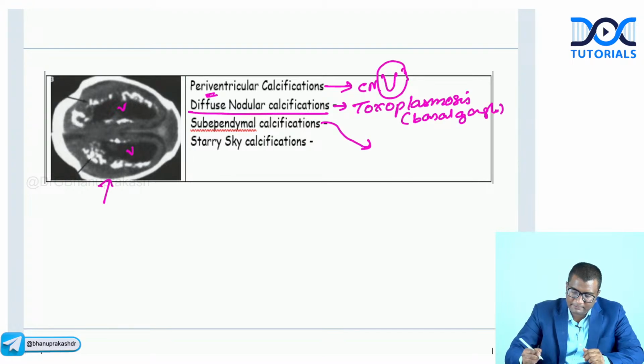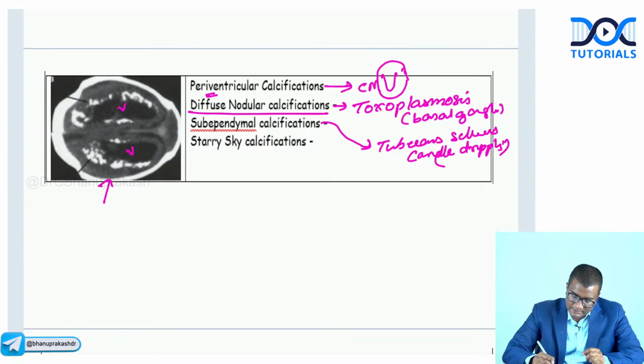Where do you see subependymal calcifications? These subependymal calcifications are seen in tuberous sclerosis. Tuberous sclerosis, right? These are also called candle dribblings. So candle dribblings. And starry sky calcifications is a feature of neurocysticercosis.